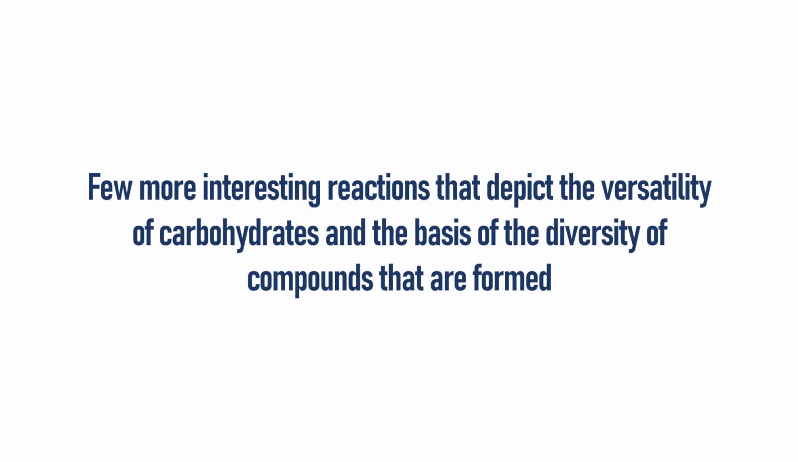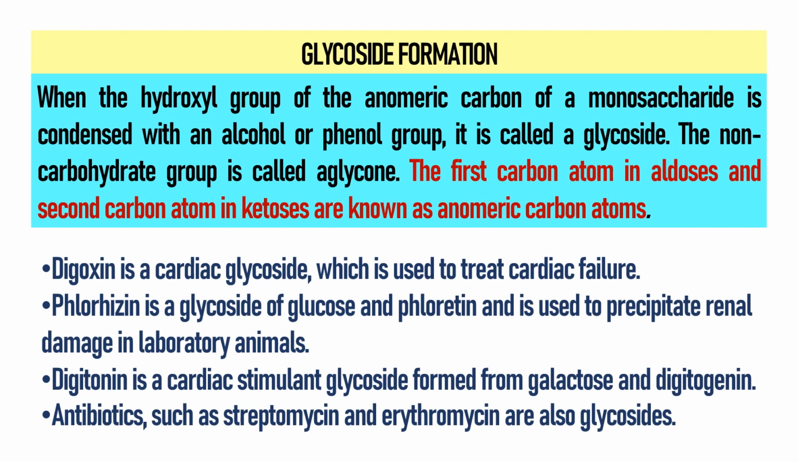The next section covers a few more interesting reactions that depict the versatility of carbohydrates and the basis of the diversity of carbohydrate-based compounds and complex biomolecules. When the hydroxyl group of the anomeric carbon of a monosaccharide is condensed with an alcohol or phenol group, it is called a glycoside. The non-carbohydrate group is called aglycone. The first carbon atom in aldoses and second carbon atom in ketoses are known as anomeric carbon atoms.